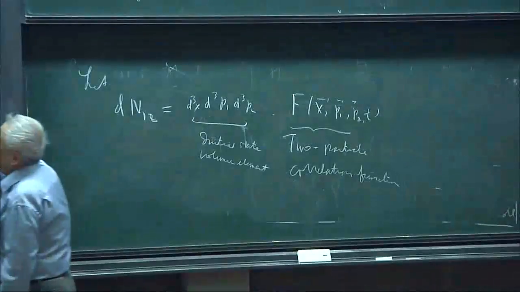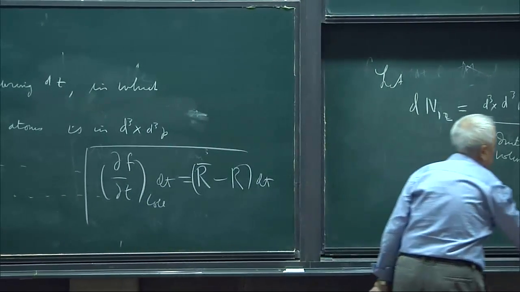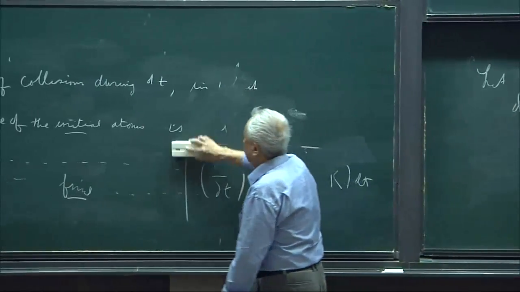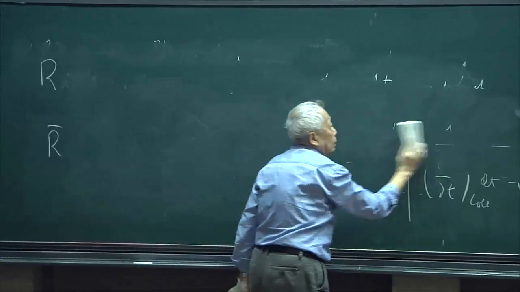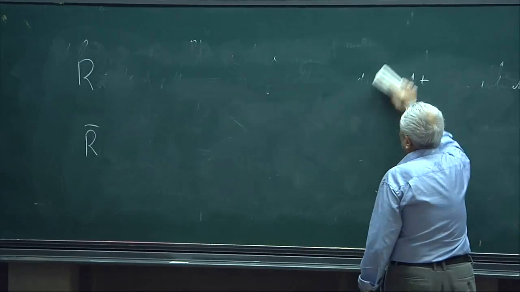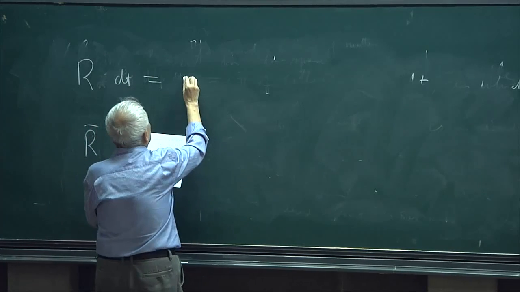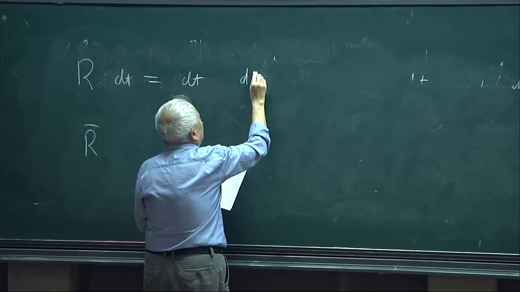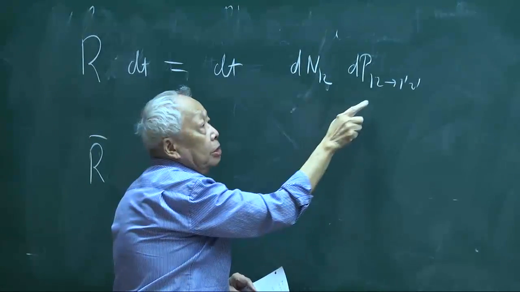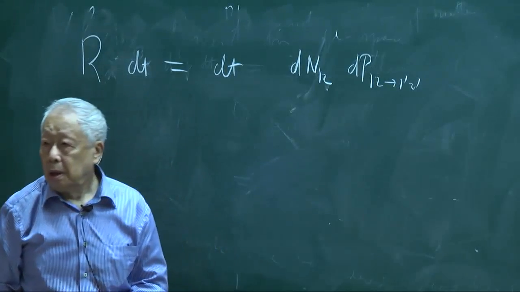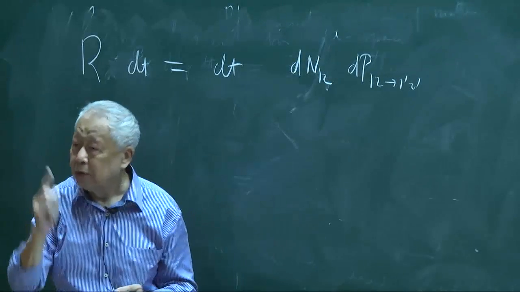With these definitions, then you will see that, let me write here. Now we can write down our rates R and R bar. R dt, which is equal to dt times dn12 dp 1 2 going to 1 prime 2 prime. This is the initial state, and this is the initial state making a transition to the final state. So R is the rate of transition to the final state, but we don't care about the final state because we only need one of the particles in the initial state.